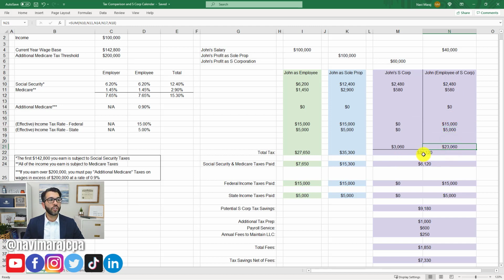So if you sum all this together, now guess what? John's paying $26,120 in total taxes. That's lower than he paid as an employee, lower than he paid as a sole proprietor or a single member LLC that's being taxed as a sole proprietor. And so it's the lowest option, right? You can see the breakdown. How does the breakdown compare between Social Security and Medicare taxes? Well, the S Corp wins.